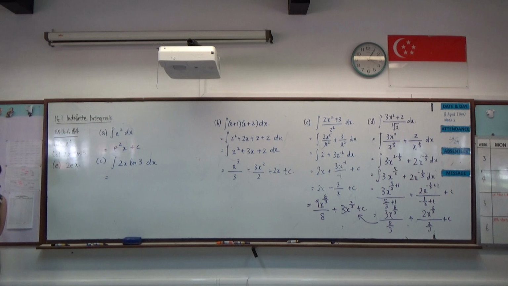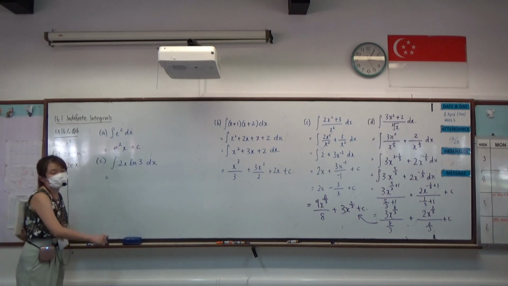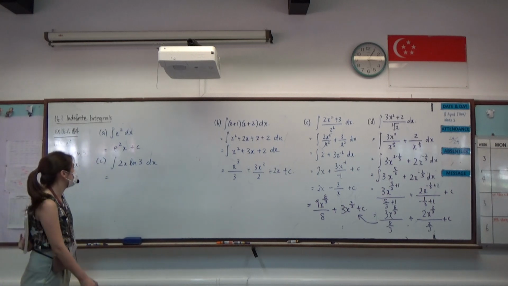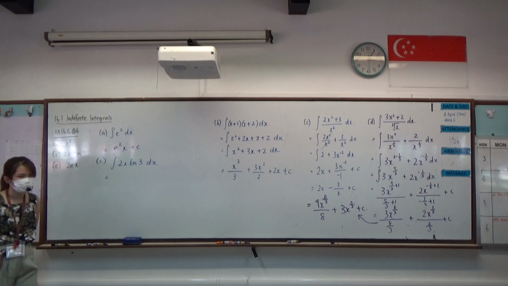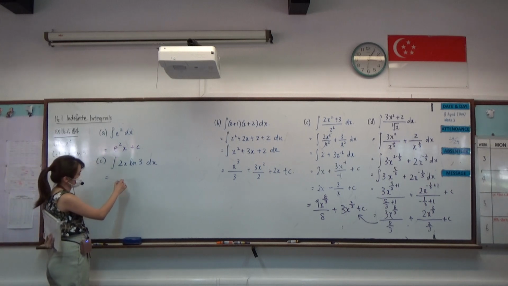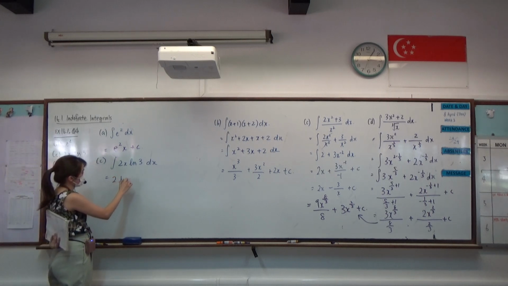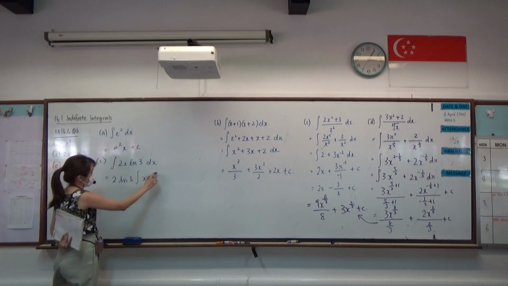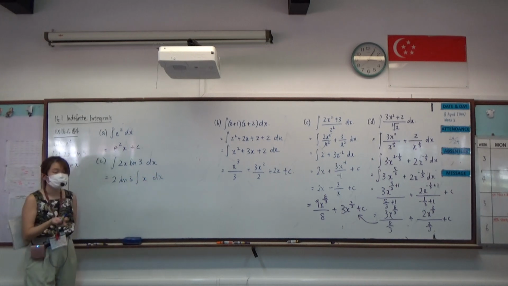How to integrate 2x ln 3? Sorry, say again. How do you get that? Can you tell me the steps? Bring the 2 ln 3 out. Then integrate x.